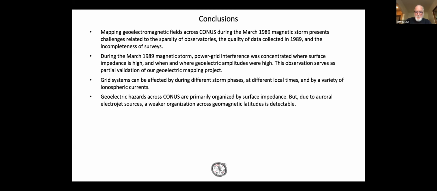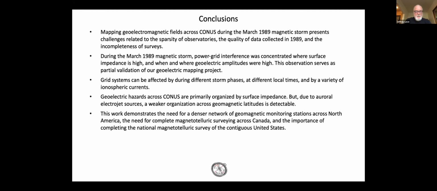Geoelectric hazards across CONUS are primarily organized by surface impedance. I think the MT community can be kind of impressed by that. But due to auroral electrojets, a weaker organization is also seen with geomagnetic latitudes. This work demonstrates the need for a denser network of geomagnetic monitoring, I would say particularly across the Northeast United States. The need for completing a complete magnetotelluric survey across Canada. I think that would be terrifically impactful and important, especially across Quebec and Ontario. And the importance of completing the national MT survey across the contiguous United States.